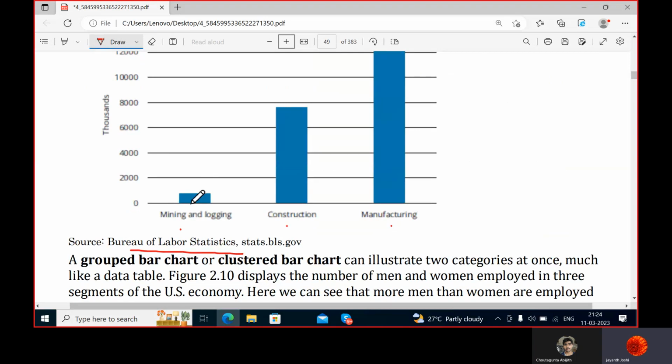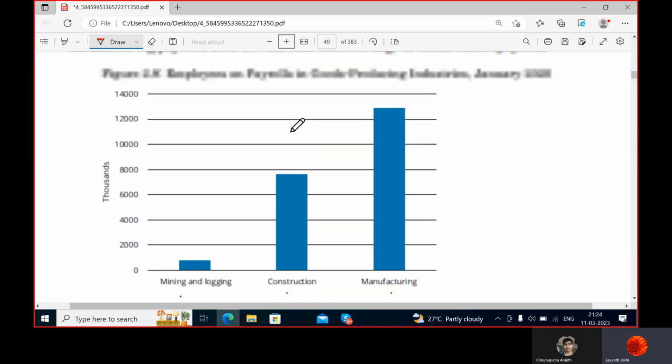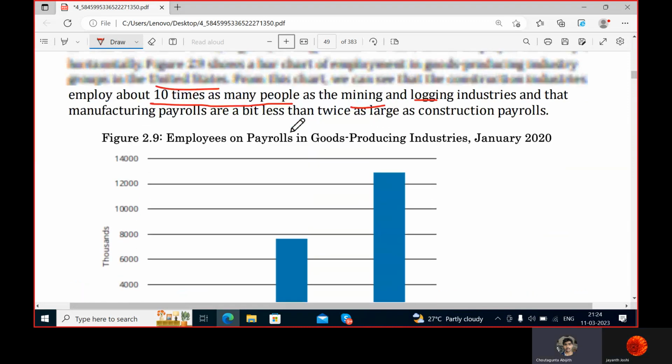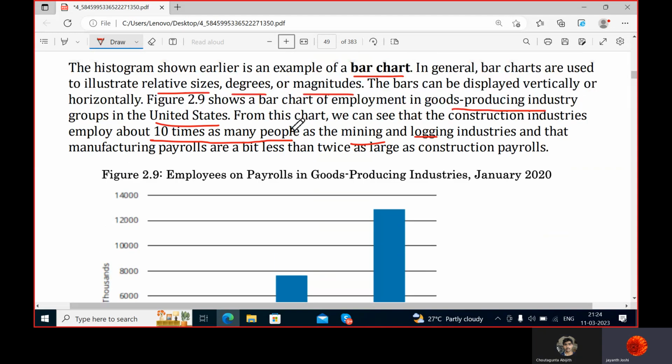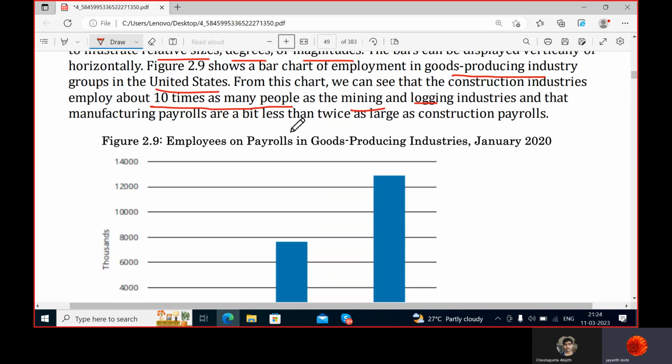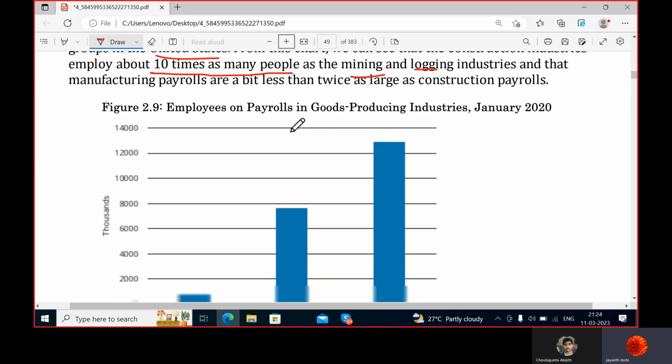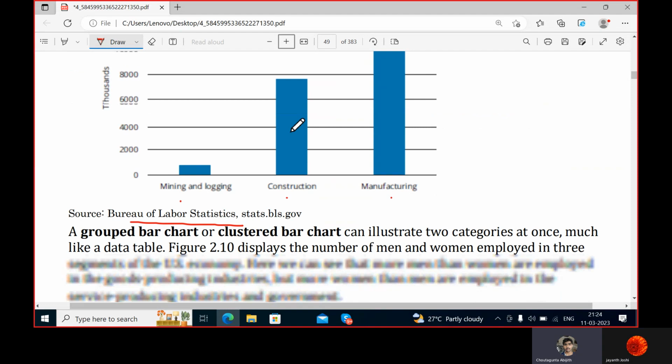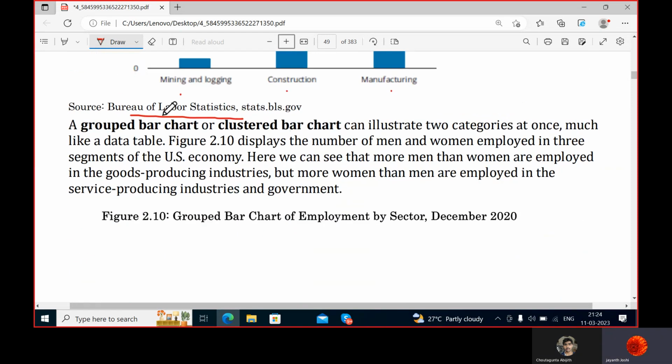Yeah, so here you see this is almost zero, almost like 8,000. So this is almost 10 times. Am I right? Yes, sir. That's what they're saying. And in manufacturing, it is a bit less than manufacturing. Okay, manufacturing is even double than this construction one. Correct? Next. Then grouped bar chart or clustered bar chart.